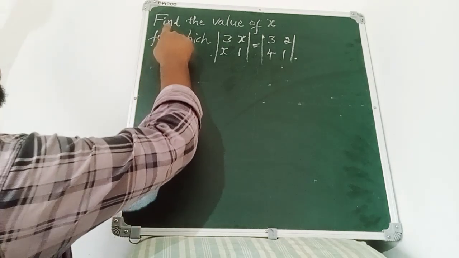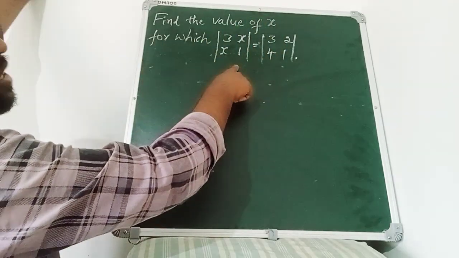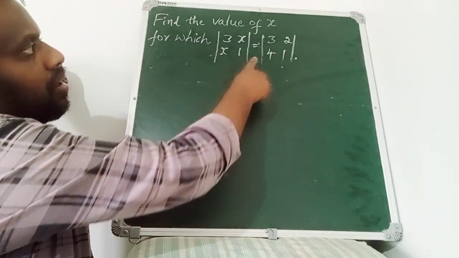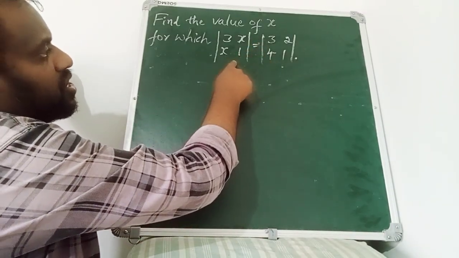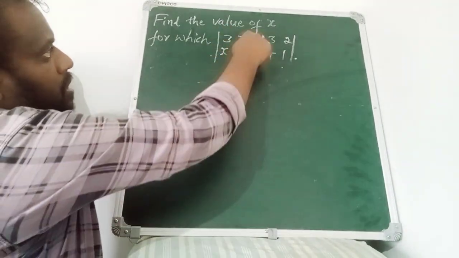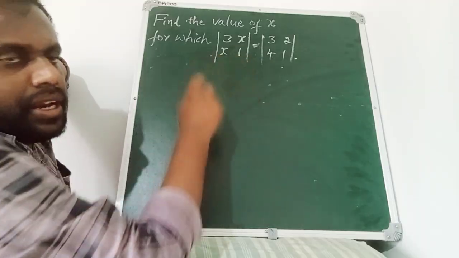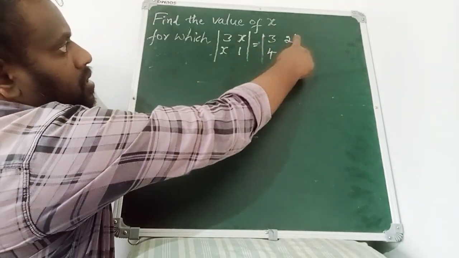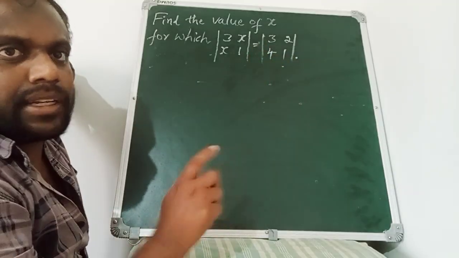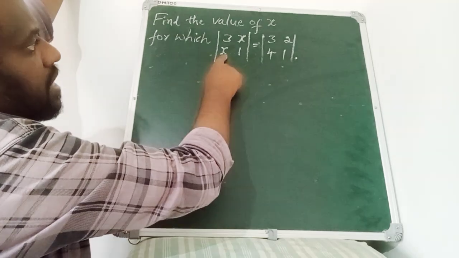Find the value of x for which this determinant is equal to this. They have given an equation, so this determinant is equal to this. These symbols are there, no? This and this indicate it is a determinant. Even here also, the two lines indicate this is another determinant. So we have to find the value of x.